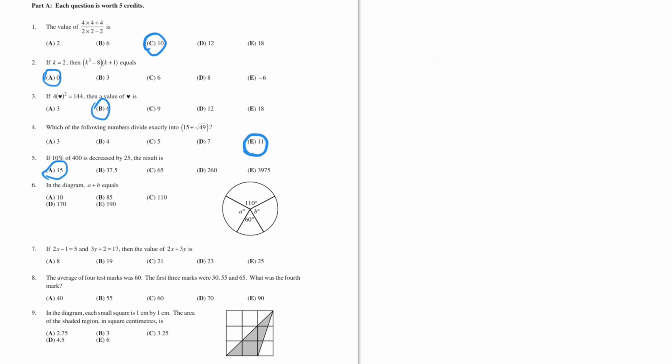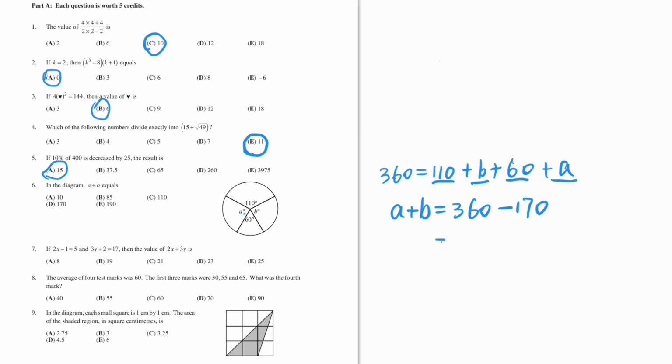Number 6, in the diagram, A plus B equal to, we know around the center, all the angle together around the center is the 360. So that means we can use the 360 equal to 110 plus the B plus 60 plus A. So we leave the A plus B. So A plus B equals 360 minus, bring the 110 plus the 60, that's the 170. So minus 170 equal to 190. So the answer is E.